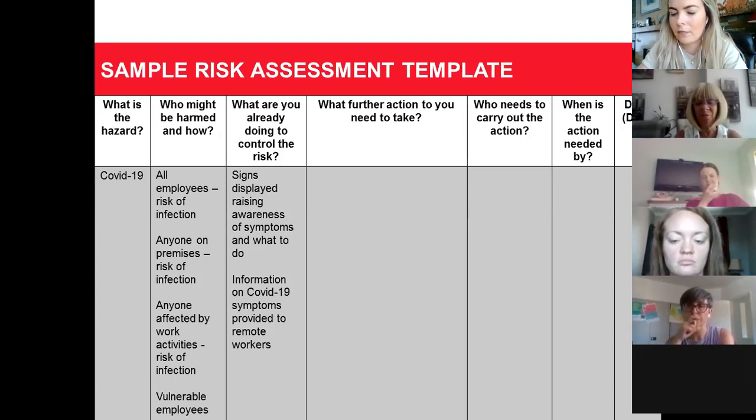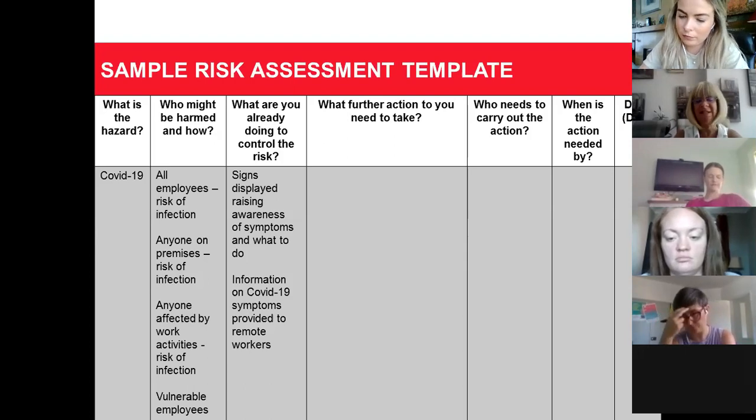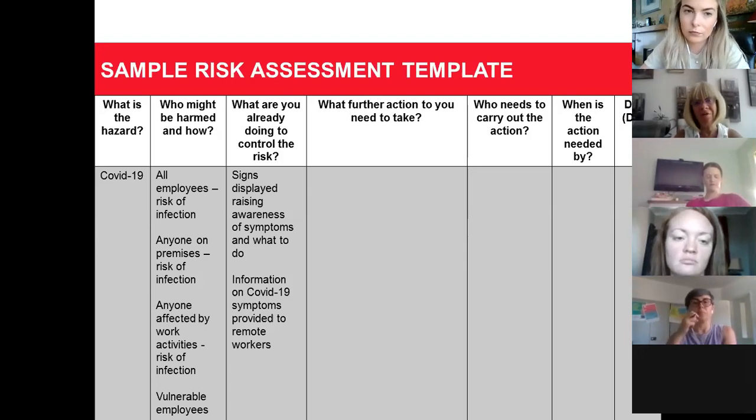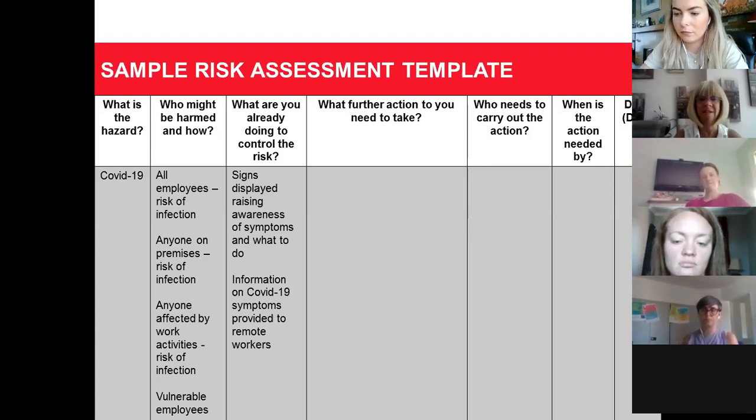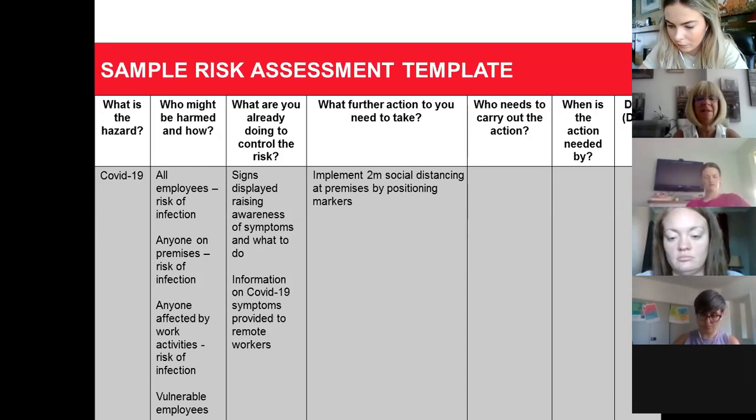However, as we know, unfortunately, the controls that we probably put in place prior to lockdown, now that we know more about the virus and how serious it is, are nowhere near enough to make the workplace safe for our return to the office and to our premises. So what further action do you need to take?